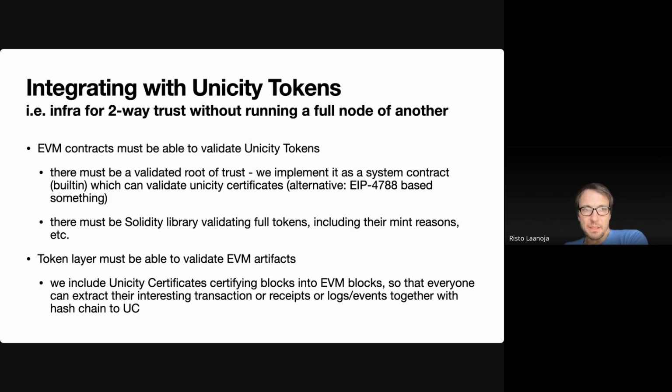And it's done correctly if both of the parties do not have to run a full validator of another layer to be able to communicate with each other. And so how it can work. In order to be able to validate token layer tokens, we provide a system-level built-in or system contract which has access to the root of trust, Unicity trust base, directly.